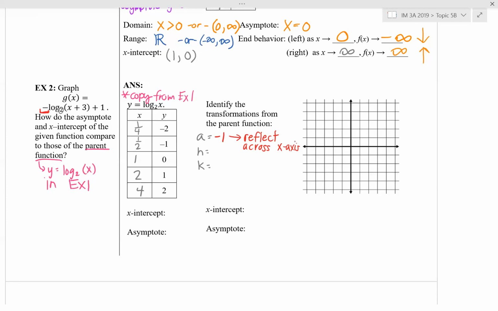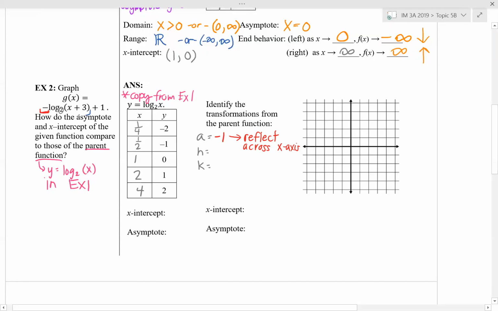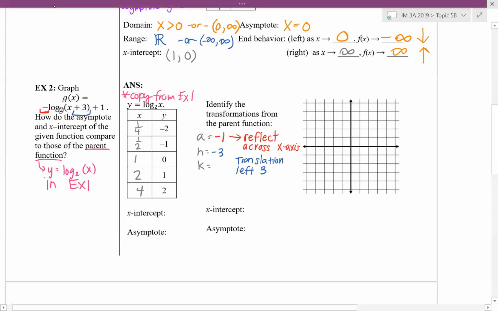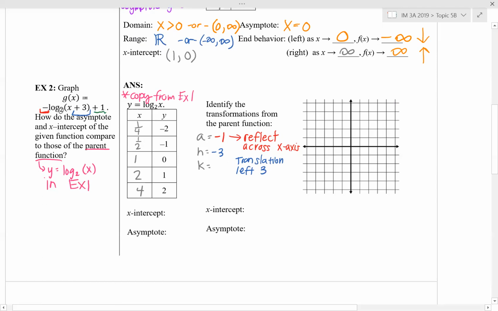And so h is the number that's being subtracted from x. In this case, it's being added, so that means that h is -3. So that means that our first translation is going to be left 3. And then k is the value that is being added or subtracted on the outside, so that means that k is 1. And so since it's positive, it's going to go up 1.